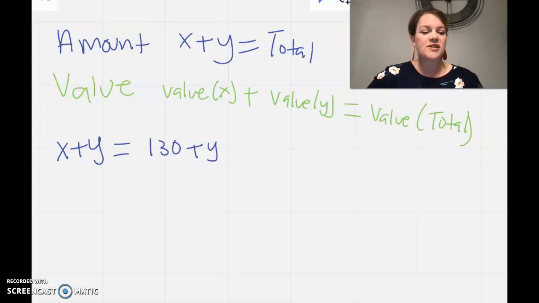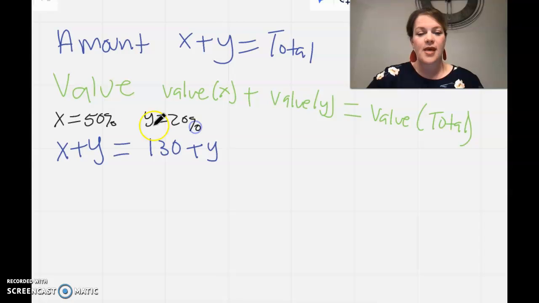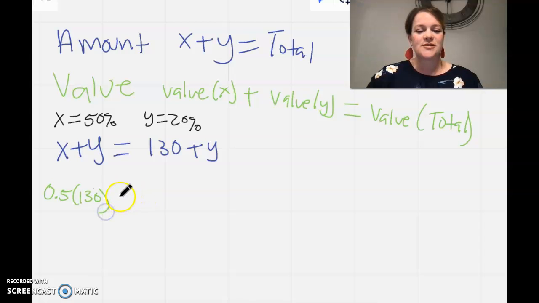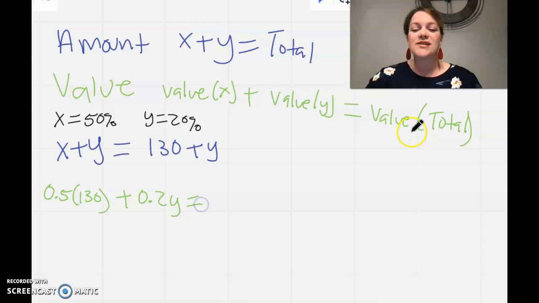Up here, when you start this process, remember, you need to label. So we labeled the x. This was the 50% solution. And then we labeled the y as the 20% solution. With those labels, now we can make sure we have our value equation written properly. So we have 5/10 or 50% times the x, which we would usually write x there, but this time they gave us the total, 130 milliliters. And then we have the 20%, or the 2/10, times the y, which we don't know, that's what we're trying to solve for. And that equals the value.